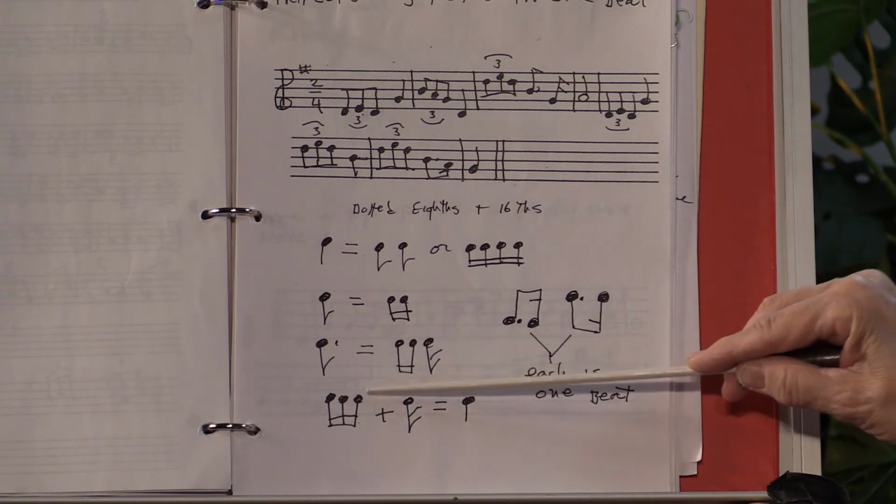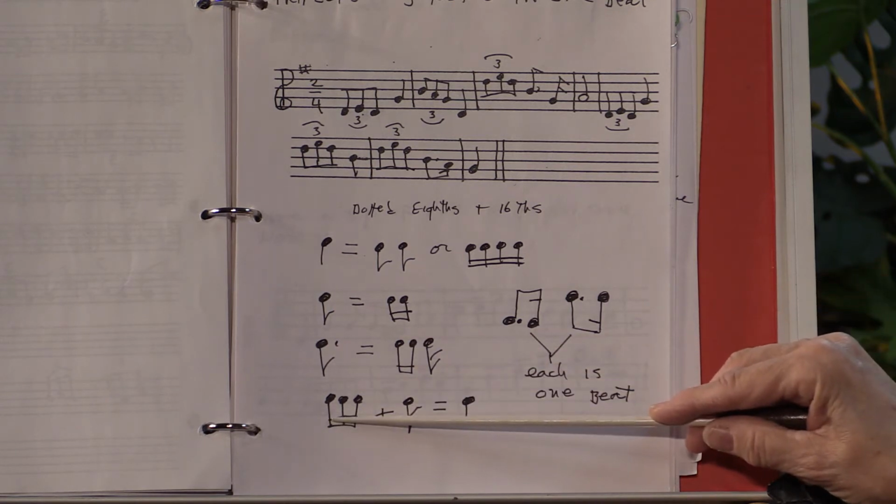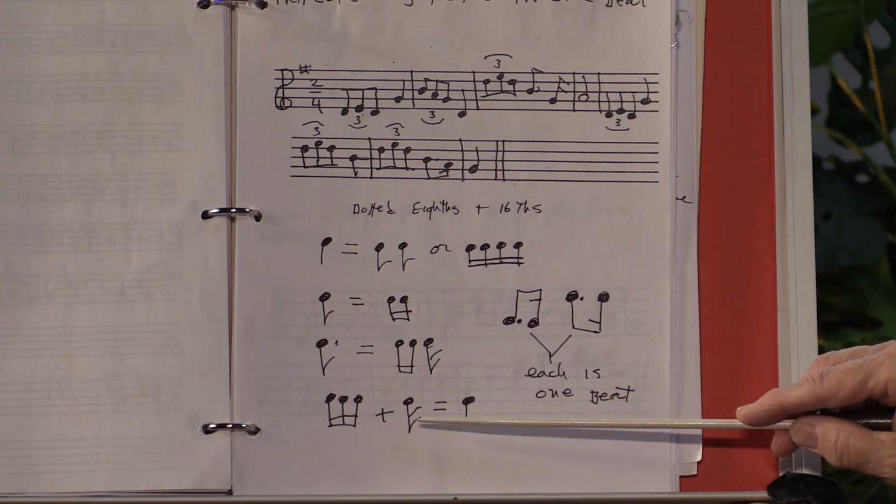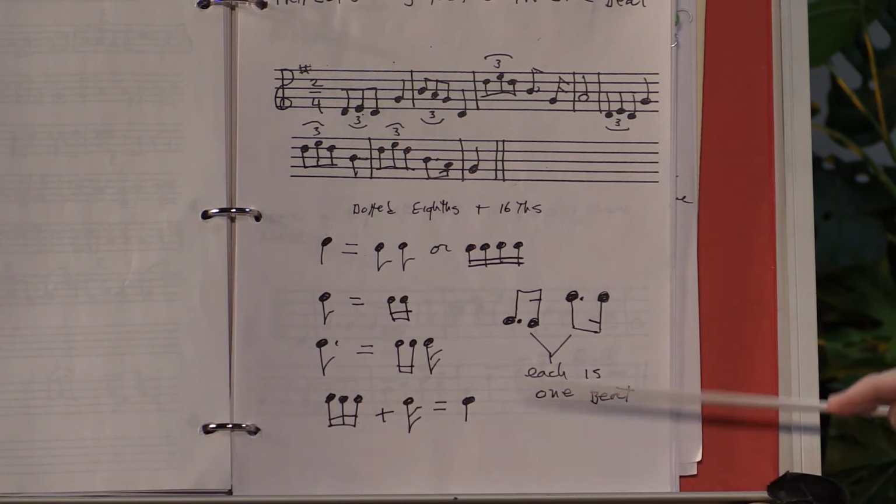If you want to look down here, here's your 3 16ths plus your next 16th, which is the same as a dotted 8th and 16th. It gets a little complicated. I don't want to spend too much time on it.